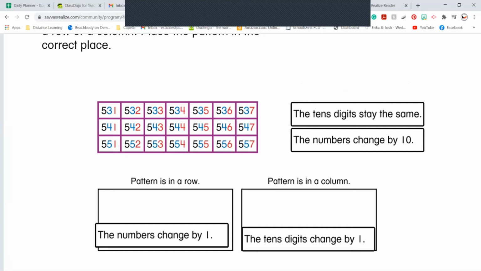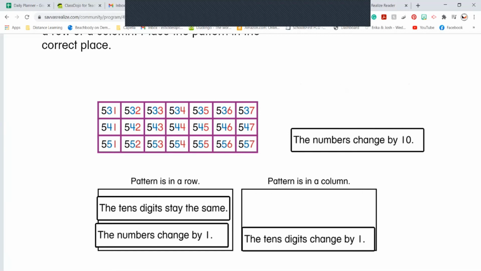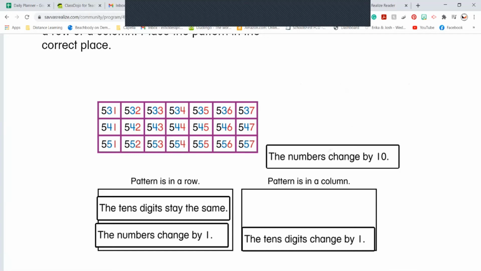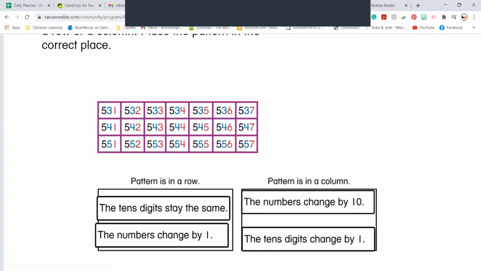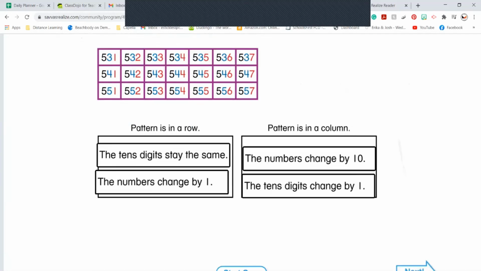The tens digit stays the same. So if we look at where the tens digits stay the same, the blue ones, they are staying the same in each row. So that is a pattern in a row. And the numbers change by 10. Our numbers are changing by 10 as we go up and down in our columns. The tens places are going up or down. So that would be a pattern in the column.